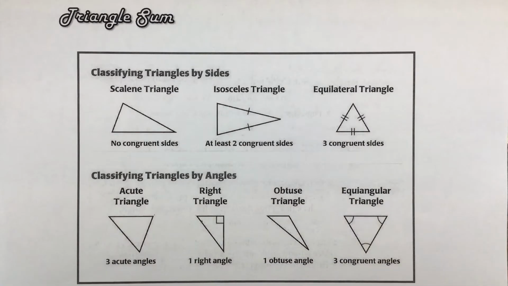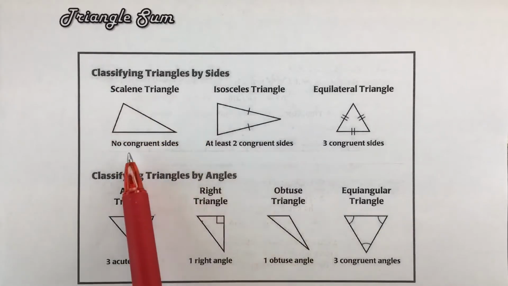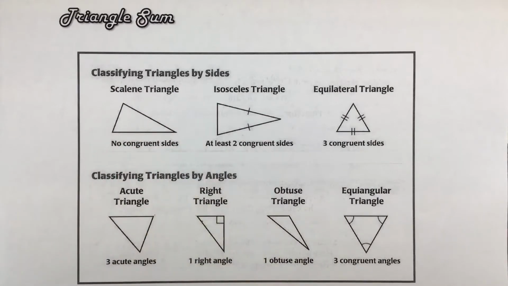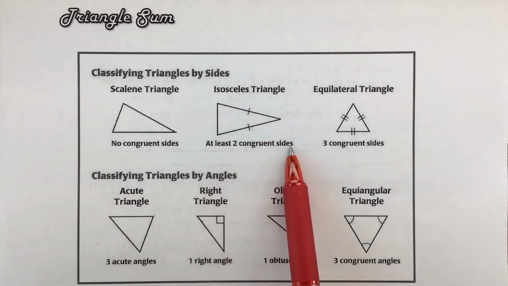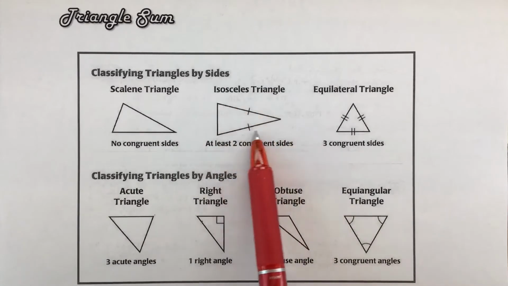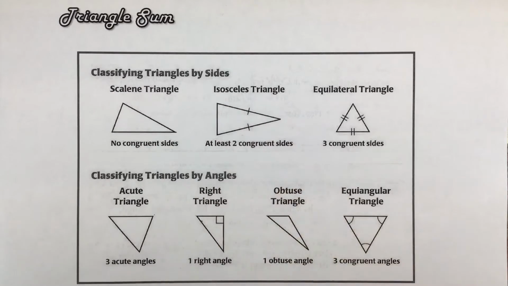With respect to classifying triangles by their sides, we're going to be looking at how many of the sides are congruent. A scalene triangle is going to have no congruent sides. All the sides are different lengths there. If you have at least two congruent sides, you're going to be able to call that an isosceles triangle. This is typically the picture that we have, except that I've got it rotated to the side here.